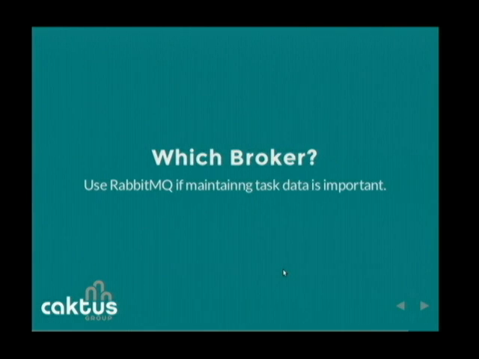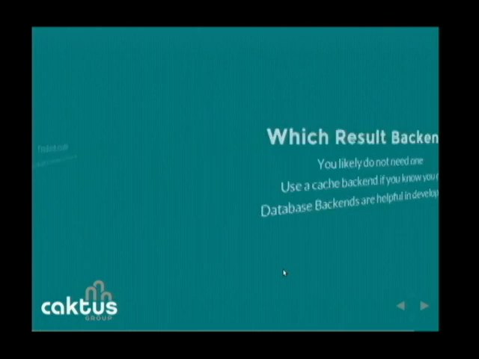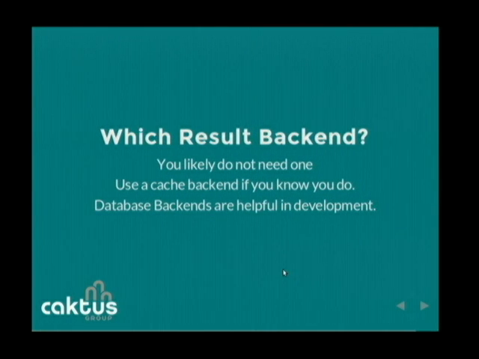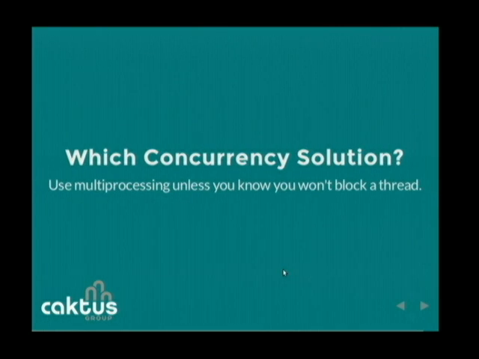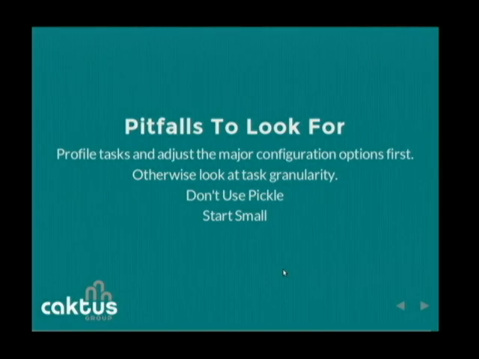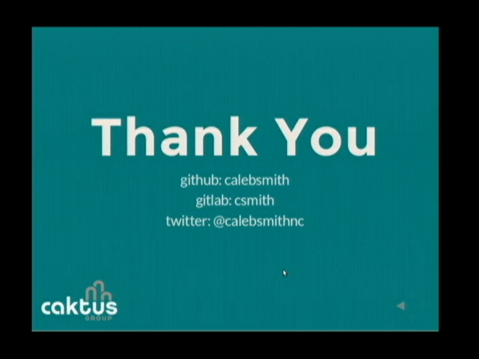So prescriptions, which broker: use RabbitMQ if task data is important. Otherwise, Redis is fine if you understand the caveats. Result backend, you likely don't need one. Until you have some advantage, just forget about it. Concurrency solution, use multiprocessing unless you know you won't block the thread. If you've tested it and you understand what can happen there, otherwise just use multiprocessing. And review the pitfalls we talked about. Don't use pickle, start small, and profile stuff, change configurations. Thank you.